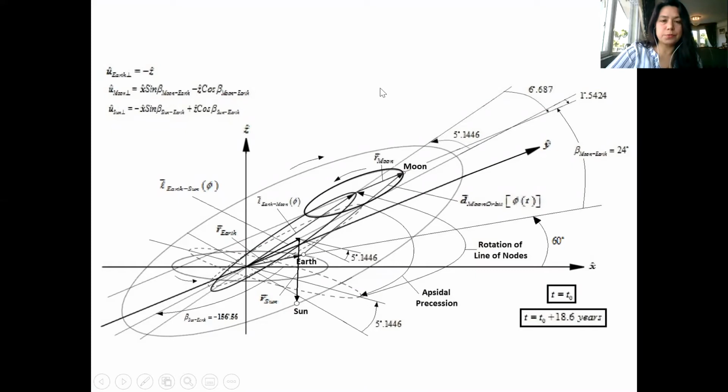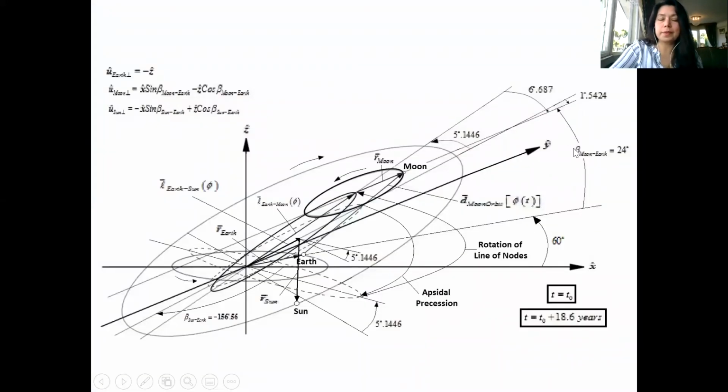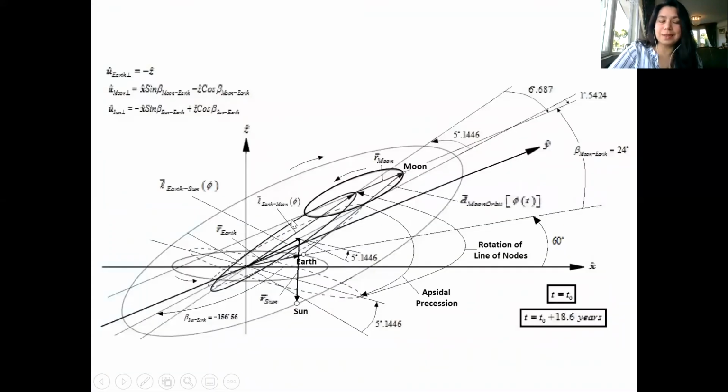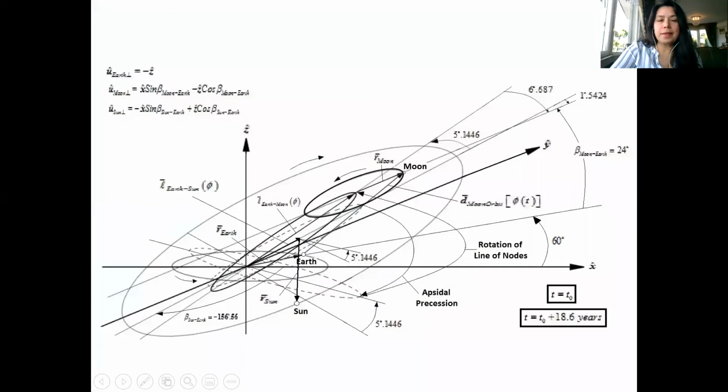So the Sun is revolving in this direction. And the inclination angle between Moon and Earth revolution planes is about 24 degrees, as we can see here. Earth's phase, as it is moving in its individual circular orbit of revolution, is about 151 degrees ahead of that of the Sun. So their phase difference is minus 151 degrees. And the zero phase plane of Earth the Sun and the zero phase plane of Earth the Moon is 60 degrees apart. So at any date, the zero phase of Earth with respect to its motion to the Sun is 60 degrees ahead of its motion with respect to the Moon.